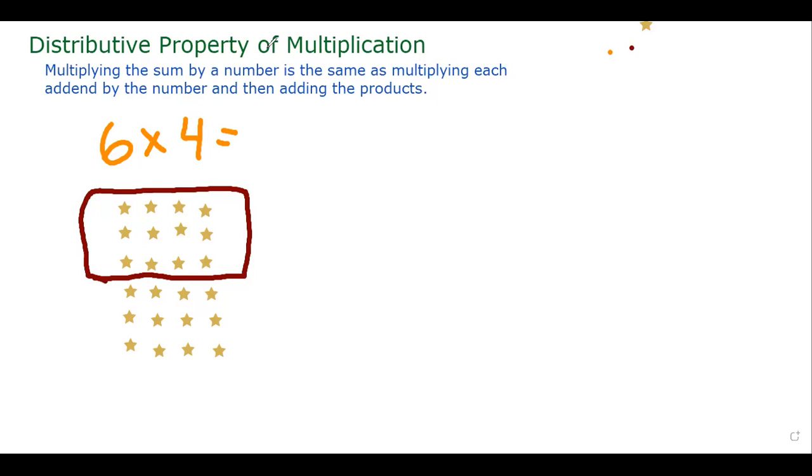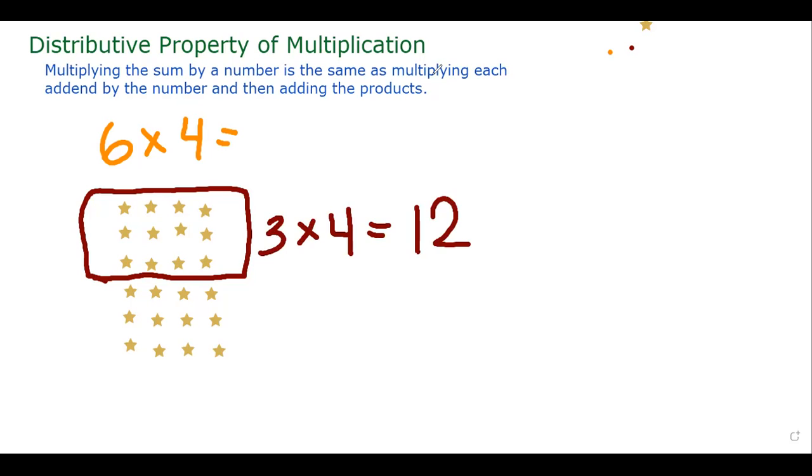Let's write a multiplication equation for that array. I have 1, 2, 3 rows. I'm multiplying that by 1, 2, 3, 4. So 3 times 4 is how many altogether? 12. So my first product is 12.